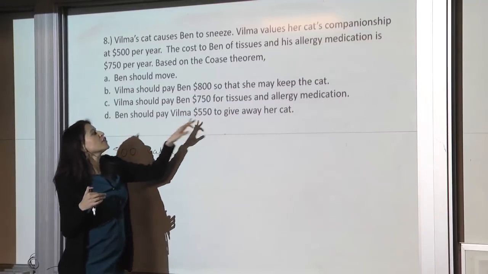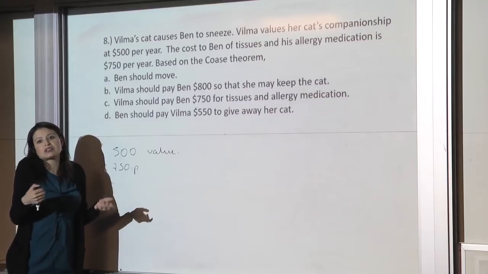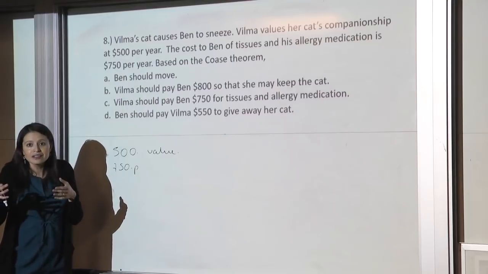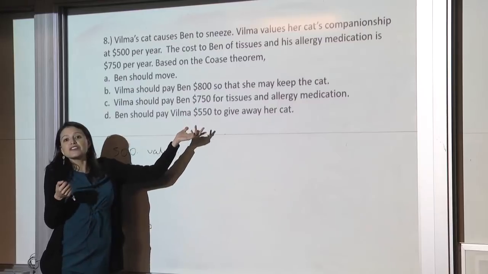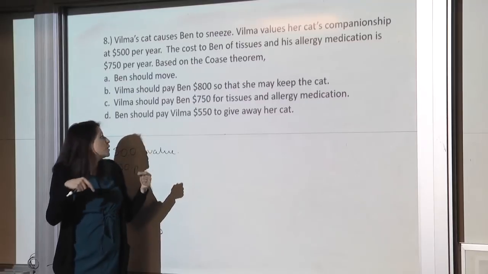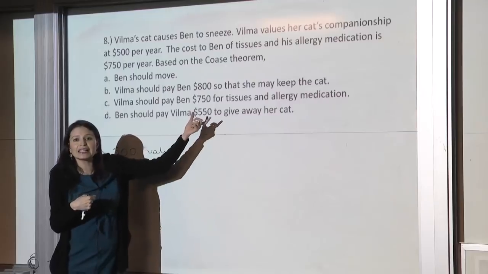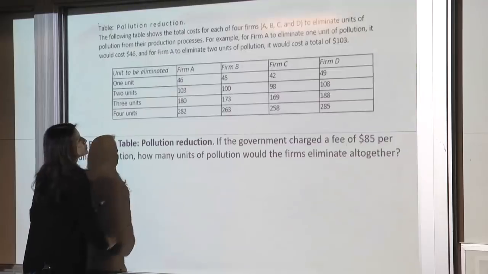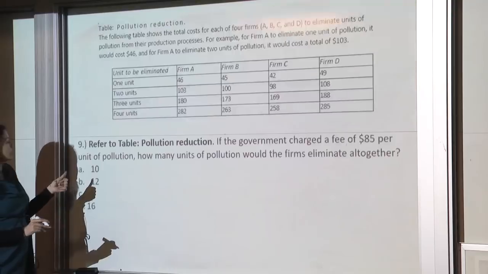So he has to give her something that doesn't make her indifferent. If he offers her 500, she's like, no, I'd rather have my cat. It's the same. If he offers her 501, she's still better off getting the money, right? So the option here is 550, so then she's better off, right? But this could be 501, 500.01, and Vilma is still better off getting this money than having her cat, okay? So the answer was D. You pass it. Answer was D. Good.